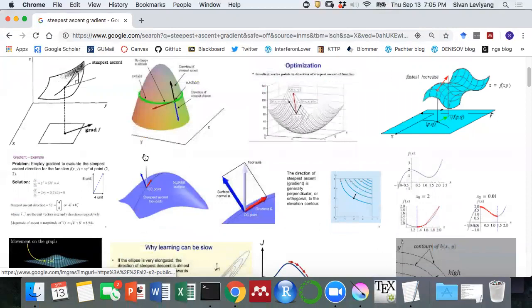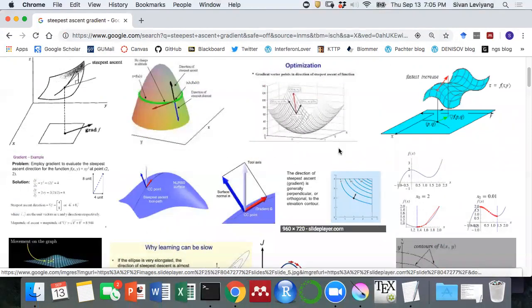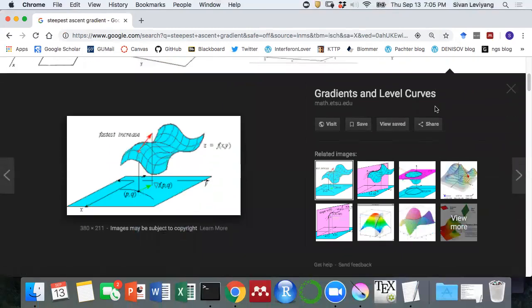Let me see if there's another nice picture. This one's a little more. This is the same idea. Here's my point, and the gradient, I don't know if you can see this light green here. That's the gradient. It says grad f. And if you walk in that direction, your function, the value of which is graphed here, increases the fastest.